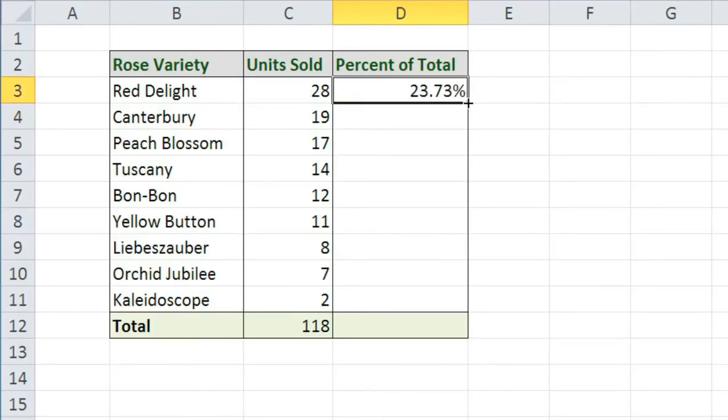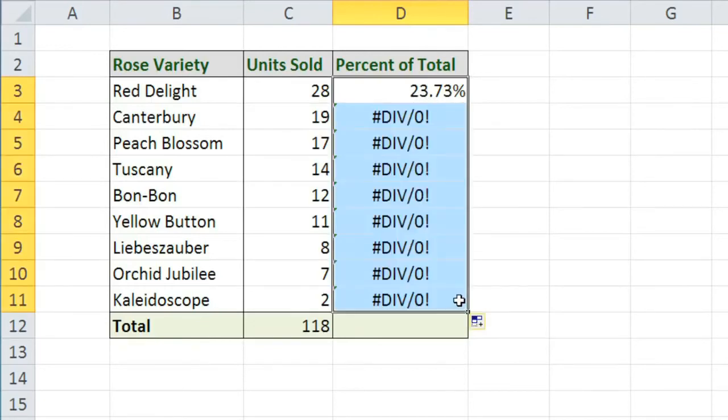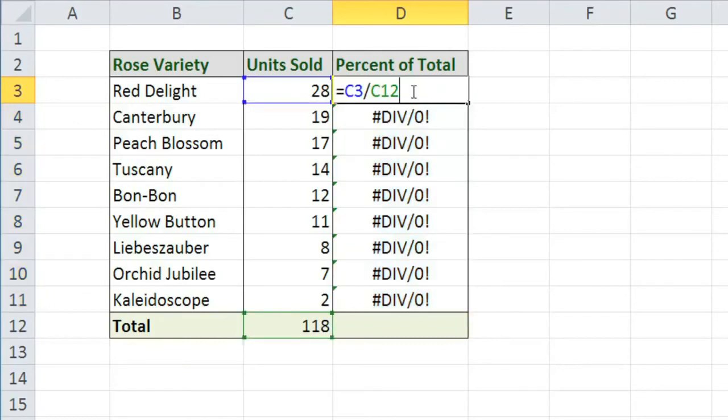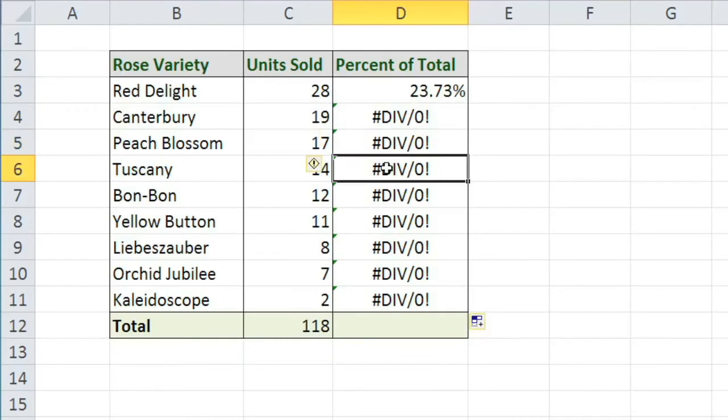Then I'll use the fill handle to copy this formula to all of these cells. But wait a minute, that doesn't look right at all. The first one's right because it's dividing by C12, which is our total. But as we go down the list, you can see that the cell reference is moving into these empty cells, which is not what we want. We want it to stay frozen on C12 for all of these formulas. And to do that, we'll need to use an absolute reference.